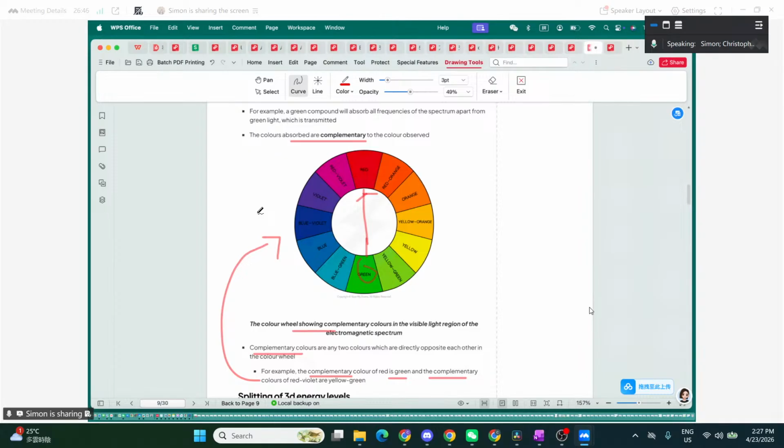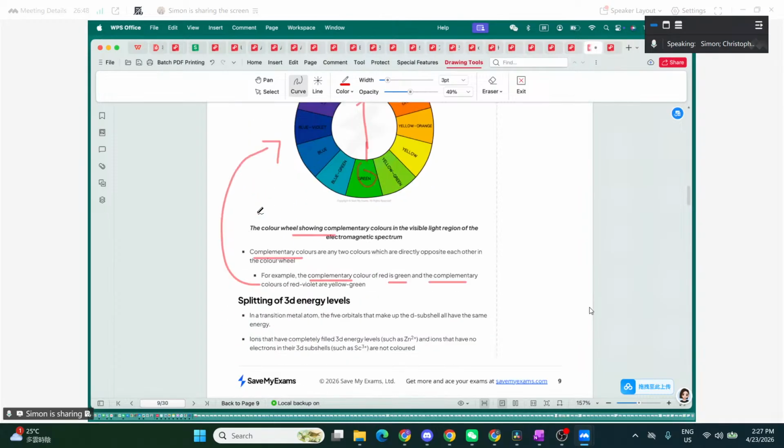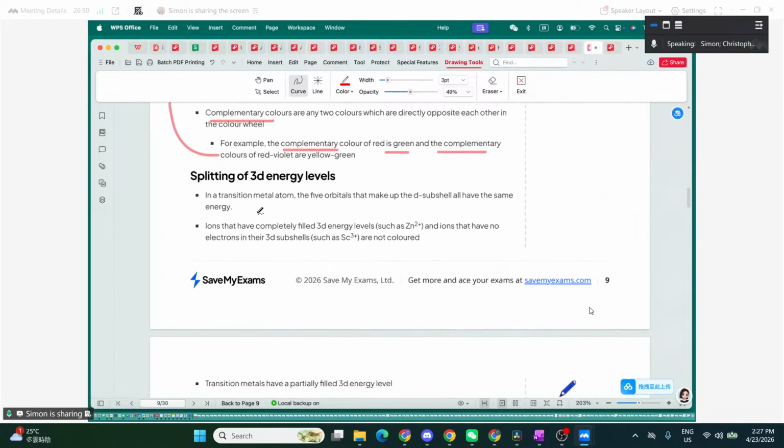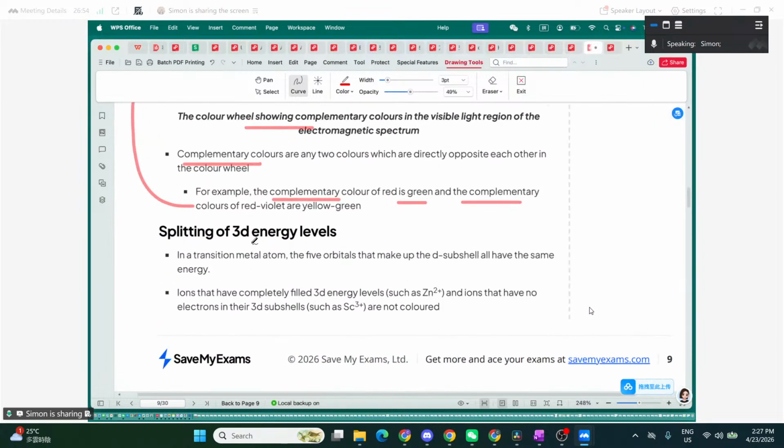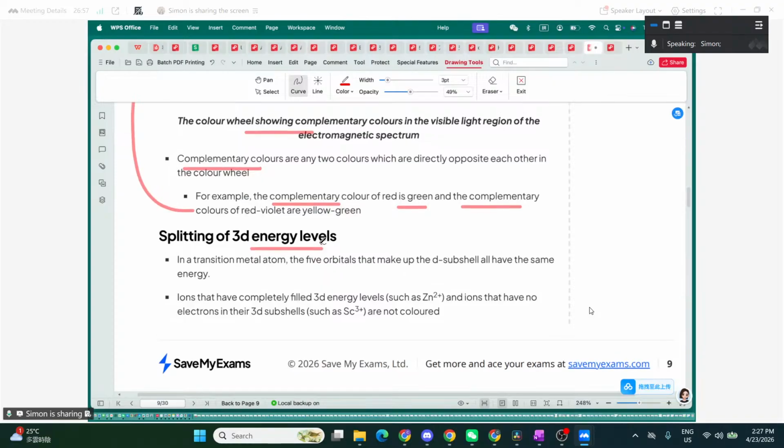After that, there is the splitting of the 3d energy level. We will learn about energy levels in the next lesson. The energy level is like, if we want to emit an electron, we will emit or absorb energy, right? Understand? The energy level.